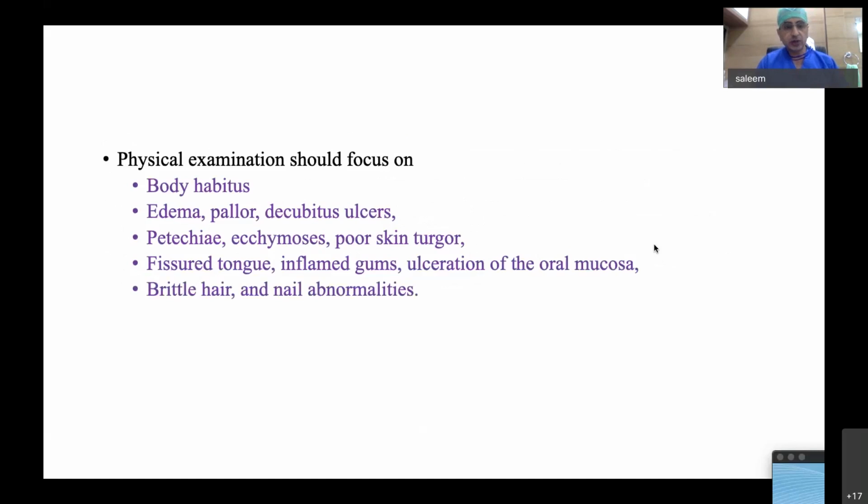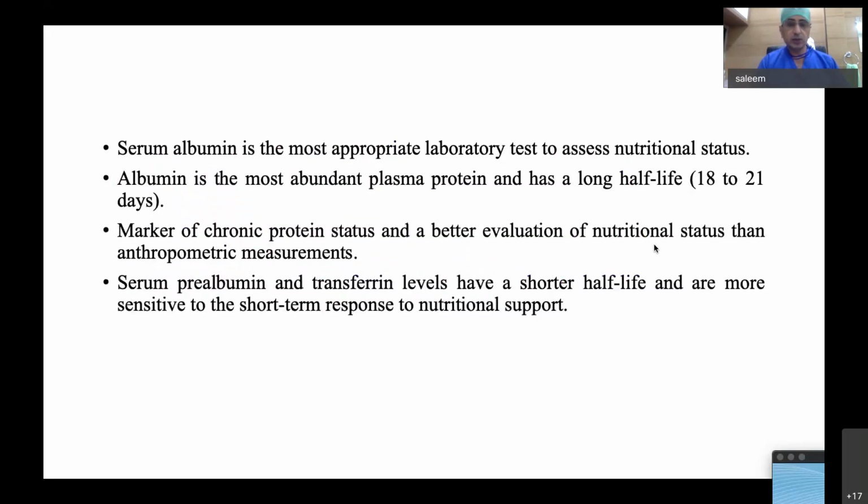Physical examination should focus on body habitus, edema, pallor, decubitus ulcers, fatigue, ecchymosis, poor skin turgor, fissures, tongue, inflamed gums, ulceration of the oral mucosa, brittle hair, and nail abnormalities. Serum albumin is the most appropriate laboratory test to assess nutrition status.